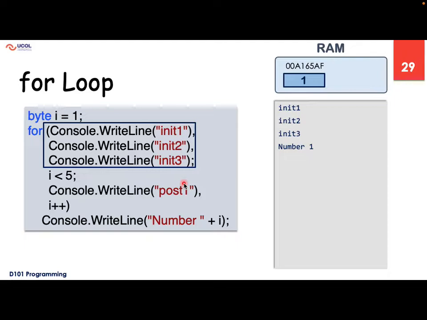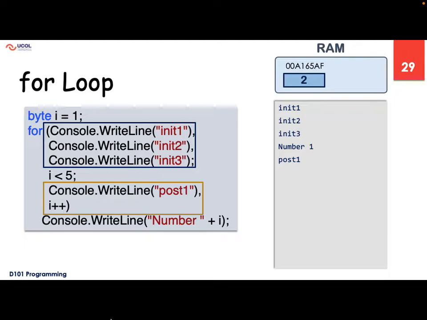That's it. Once we have finished the body of the loop, we go and execute the post actions. The first action is to print something on the screen, post. It will print post on the screen. Then it says i++, so the value of i will increase and become 2.